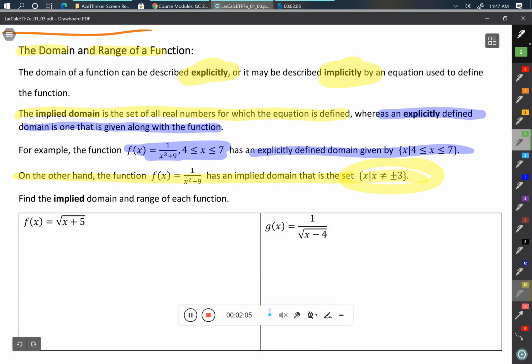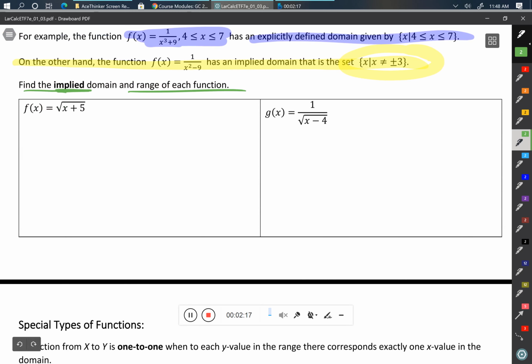Okay? So our first example down here asks us to find the implied domain and then the range that is associated with that. So the first one over here I have on the left is f of x equals the square root of x plus 5. Well, there is no stated domain, so I'm looking for the implied domain. And here's what I remember. I remember that you cannot take the square root of a negative number, which implies to me then that this radicand, and radicand is the fancy name for the stuff under the root, can't be negative.